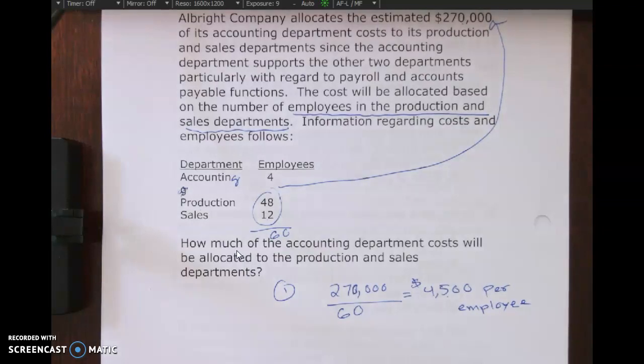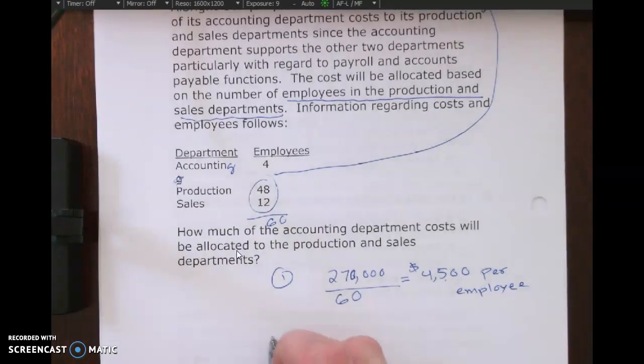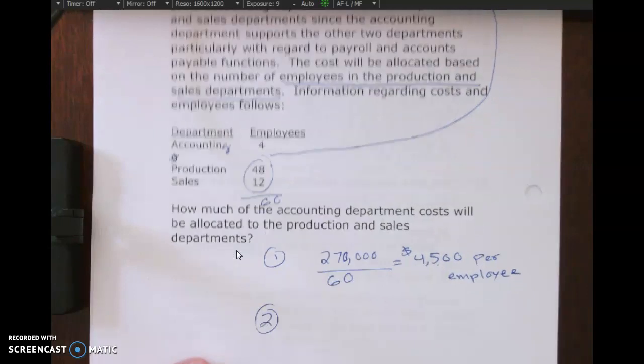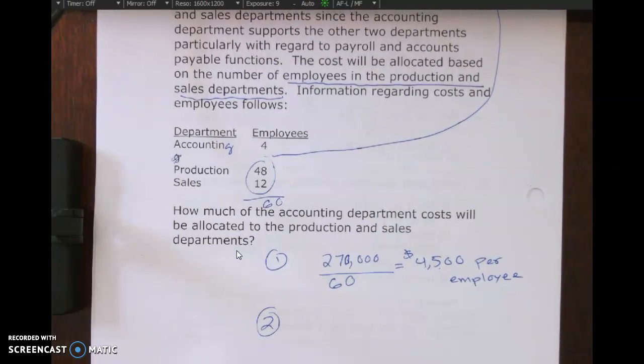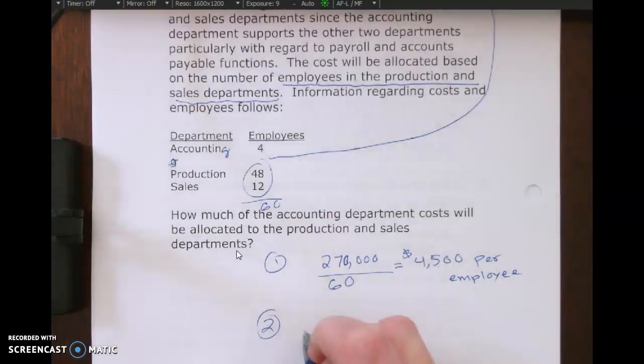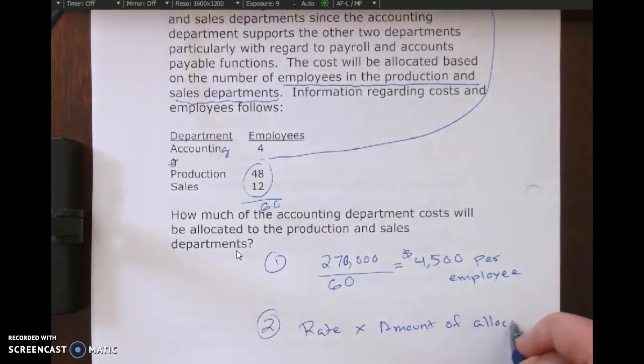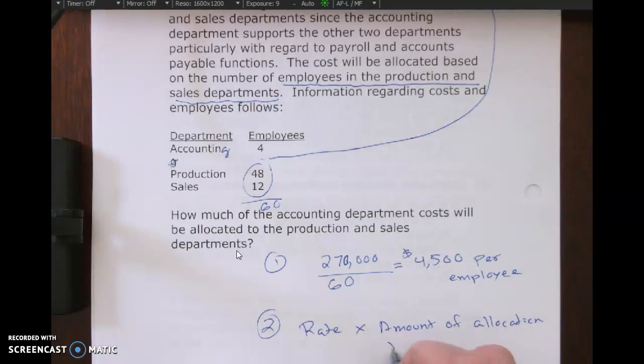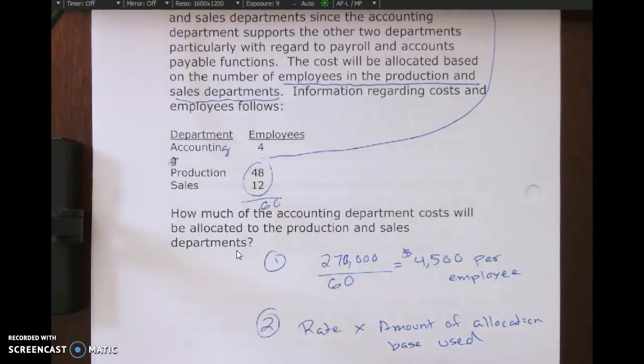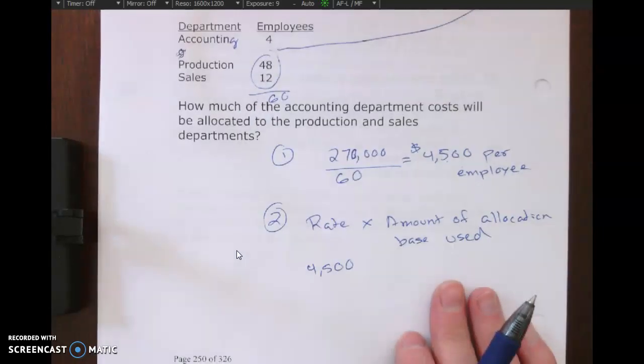$4,500 per employee that will be allocated. So that's the first step, is we calculate that rate. It's $4,500 per employee. And then what we do is we multiply that rate times the amount of allocation base used, right? So what's our rate? 4,500. We calculated that. Let me move this up.